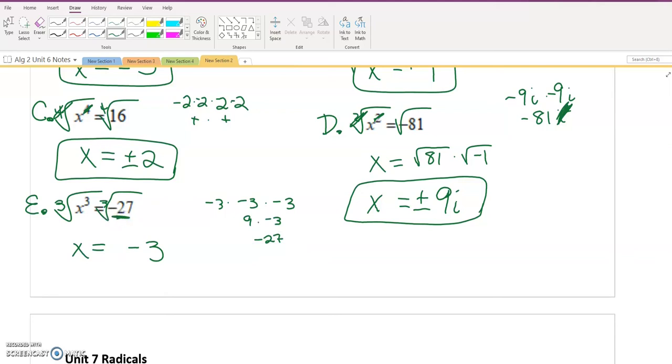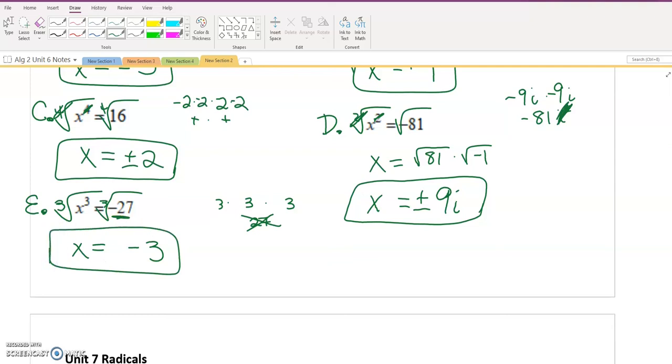So we know it can be negative 3, but we've got to check it. Can it also be a positive 3? So what's positive 3 times positive 3 times positive 3? It'd be a positive 27. So does that work? No. So it can only be a negative 3.